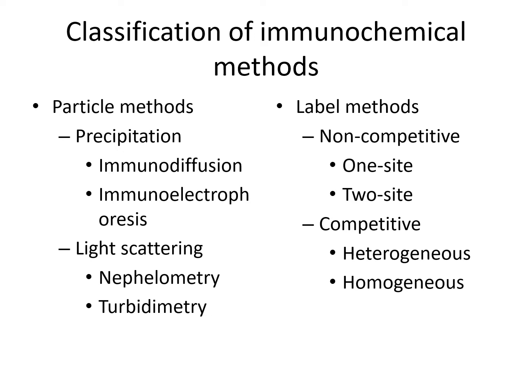Immunochemical methods are generally classified into two: particle methods and labeling methods or label methods. Under particle methods, we can use precipitation or light scattering, and under label methods, it can either be non-competitive or competitive. There are also subcategories under each: immunodiffusion and immunoelectrophoresis for precipitation, and nephelometry and turbidimetry for light scattering methods. For non-competitive, it's either one site or two sites, and heterogeneous or homogeneous for competitive assays.